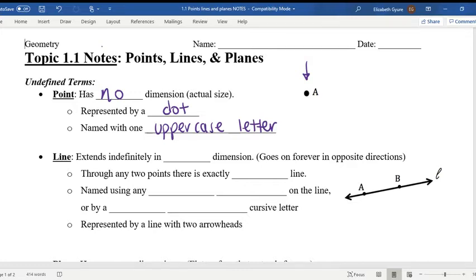So when you name a point, you just use one letter. So this would literally be called point A. If you were to talk about it out loud, you'd say point A. If you're writing it, you can just write the letter A. And for another example, if you had a little dot and there was a B next to it, that's point B.